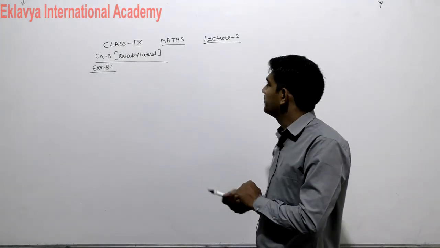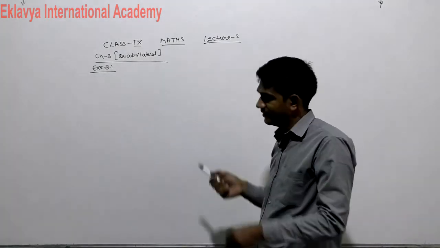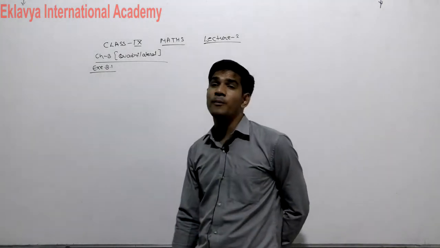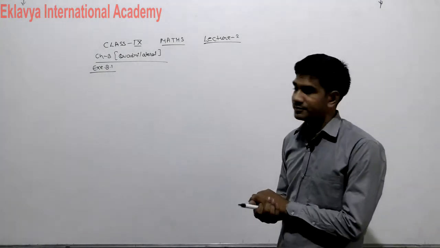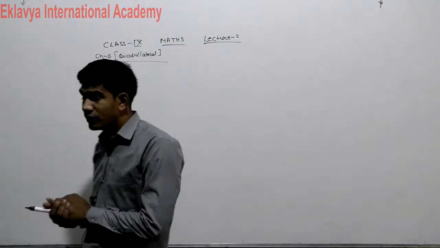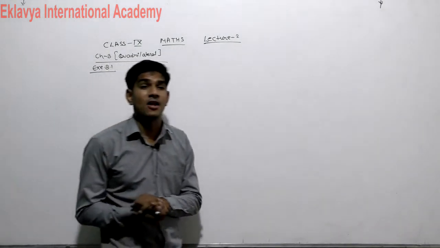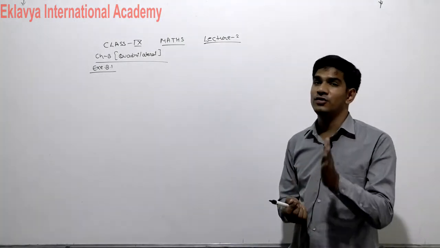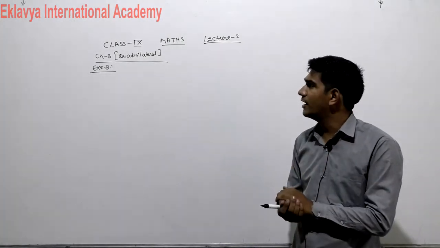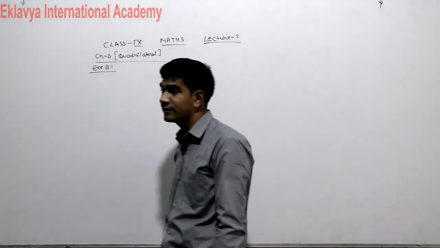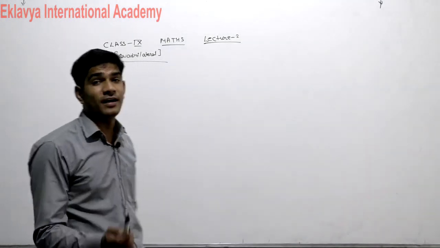Now in the previous lecture of class 9th maths, lecture first, we already discussed the general properties of the quadrilateral. In today's lecture we will discuss the theorems related to the parallelogram. Before that, firstly we will discuss the types of the quadrilateral.